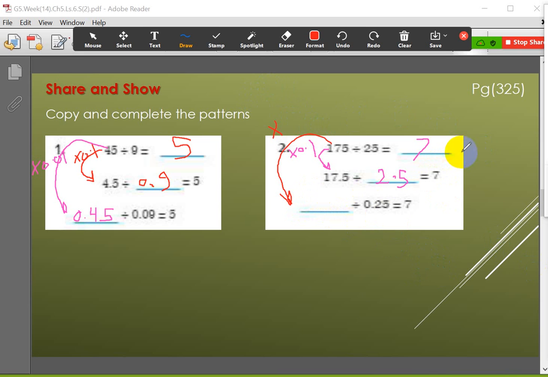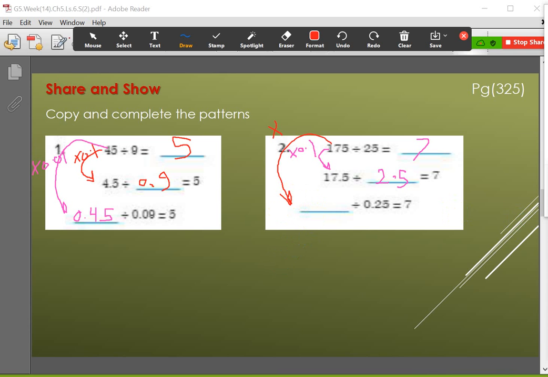Basma, open the mic, please, and give me the answer. Yes, teacher. The answer is 0.175. Okay, Basma, also your answer is not correct. I'm sorry.